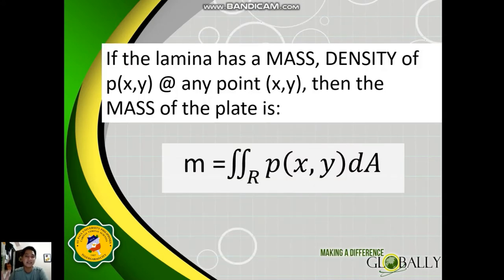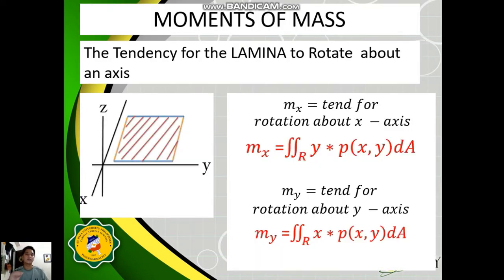If the lamina has a mass density of P, or function P of x y, at any point in the xy plane, then the mass of the plate is the double integral of the function P dA. Moments of mass: the tendency for the lamina to rotate about an axis.